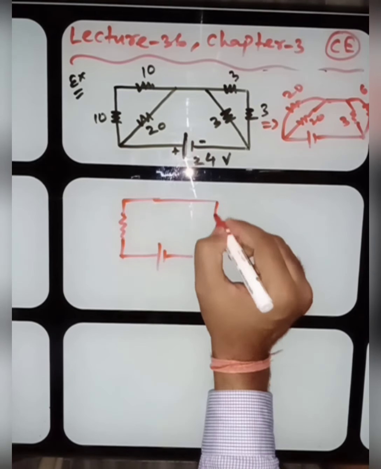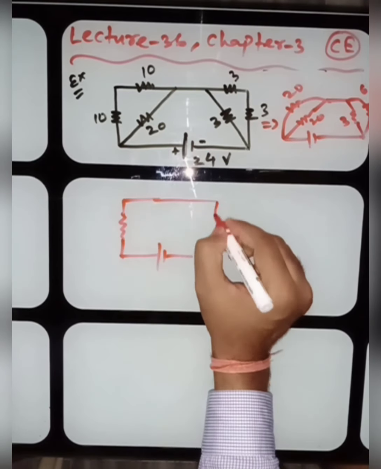How? So 6 into 3 divided by 6 plus 3, it is 2, and here it is 20, 10, 2. The 20s are in parallel, so it will be 10, and the battery 24 volt. How much is it? 10 plus 2, 12. So the first answer, R equivalent is 12 ohm. Okay, R equivalent is 12 ohm.